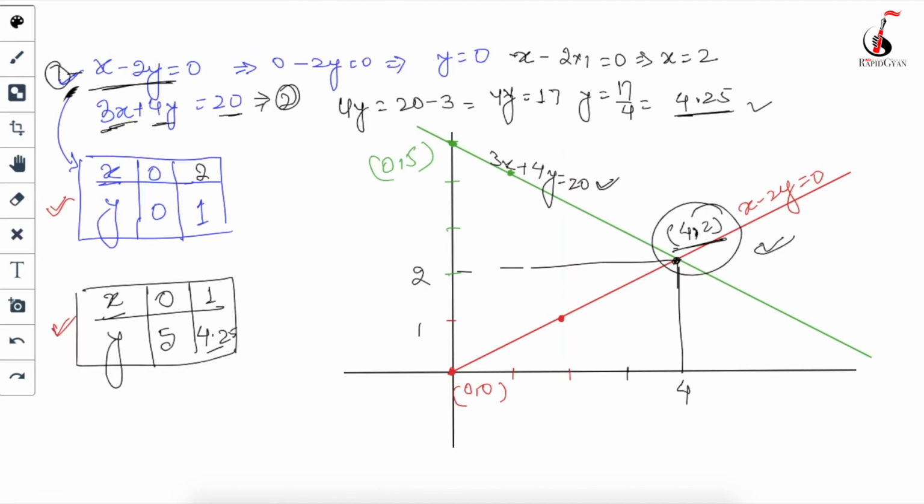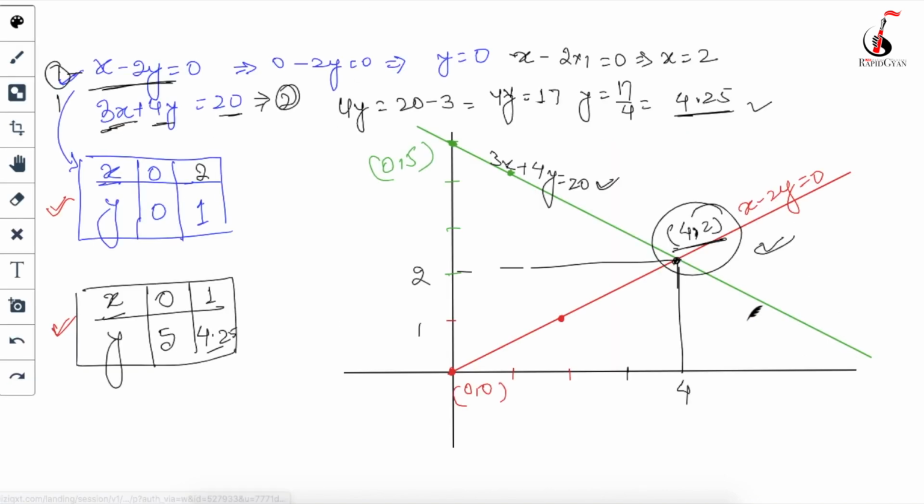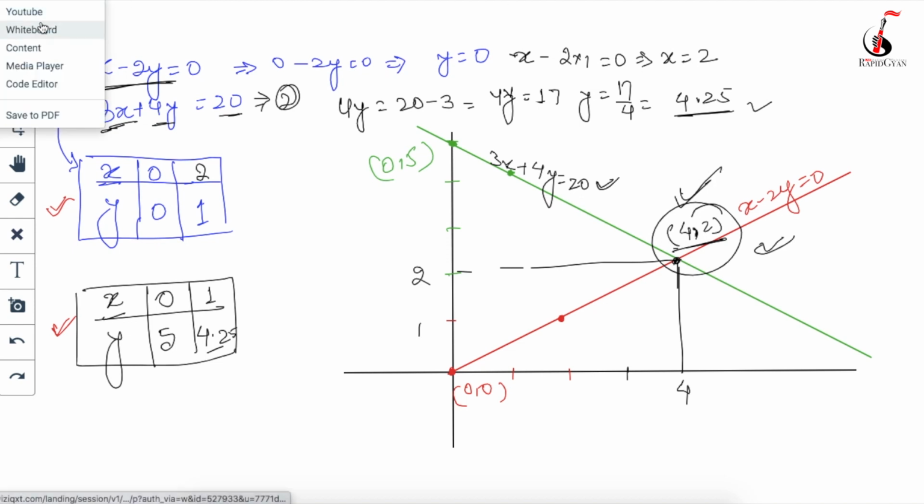Okay, so this is your case 1 when the two lines intersect each other, and in this case when the two lines intersect each other, you will get only one solution because there will be only one common point. Okay, and in this case that solution is your 4 comma 2. Hope it's clear, guys. Okay, let's take another example.